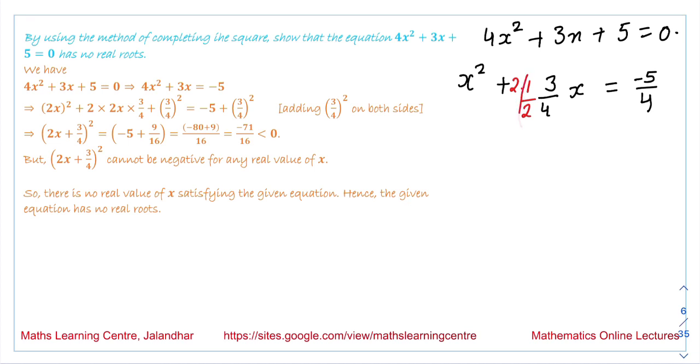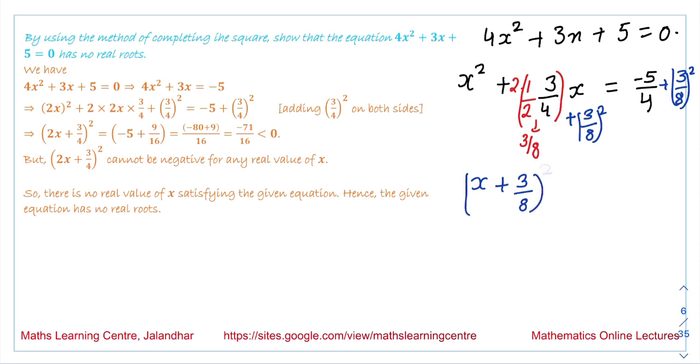Now look at this term over here. This term is 3 by 8. So what we are going to do is add 3 by 8 square on this side, and 3 by 8 square on this side. So our equation will become x plus 3 by 8 whole square is equal to minus 5 by 4 plus 9 by 64.